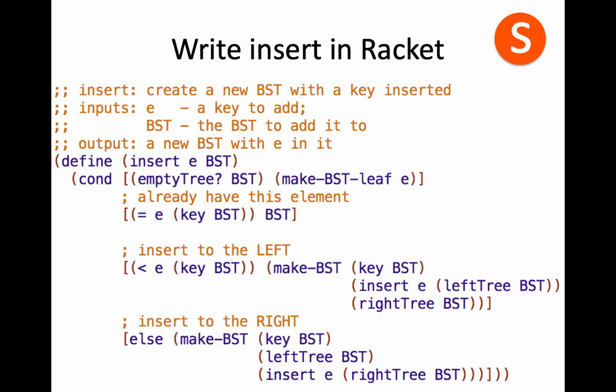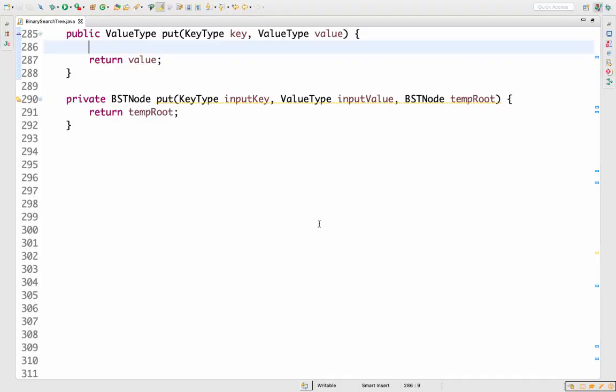And we're going to look for this same idea in the Java version. So for the Java version, we're going to use that same structure where we have the main method that someone's going to call, that's put. And then we're going to have a second version that's going to be our helper. And in addition to taking in the key and the value, it's also going to take in this BST node temp root. And maybe I'll just call it node.